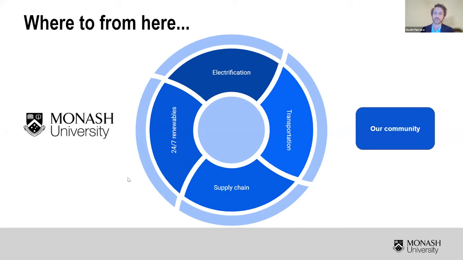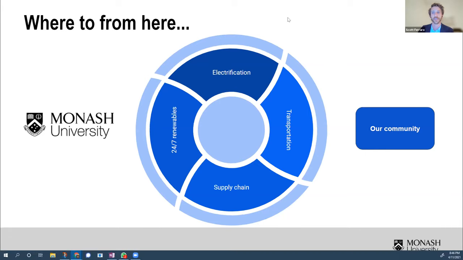And we're also starting to look at how we can move away from financial instruments for PPAs to shift ourselves towards 24/7 renewables. How can we do this for ourselves, but then how can we also help our community? And I'll finish there. Thank you.